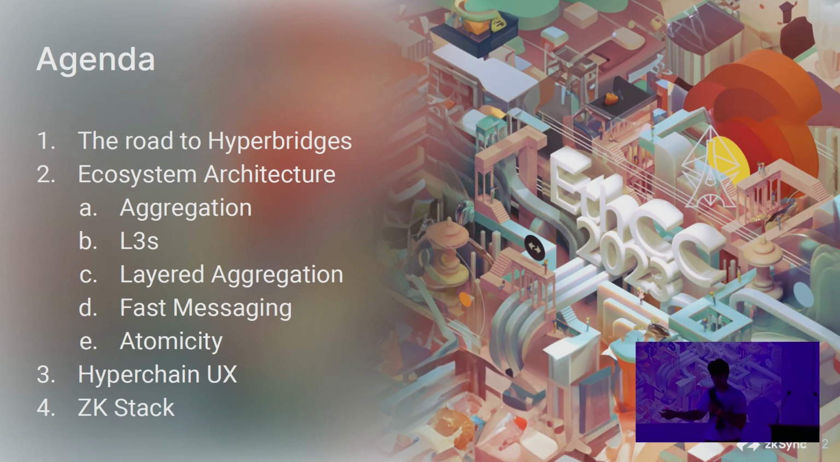So first we'll cover the road to hyperbridges, how we got here from the original Bitcoin and different scaling experiments. Then I'll cover a few different ecosystem architectures: proof aggregation, layer freeze, also known as fractal scaling, then layered aggregation, which is a combination of layer freeze and proof aggregation, and has the benefits of both. Then there are 2 more things: fast messaging, which can be added as an add-on to layered aggregation, and finally I'll talk about atomic hyperbridges.